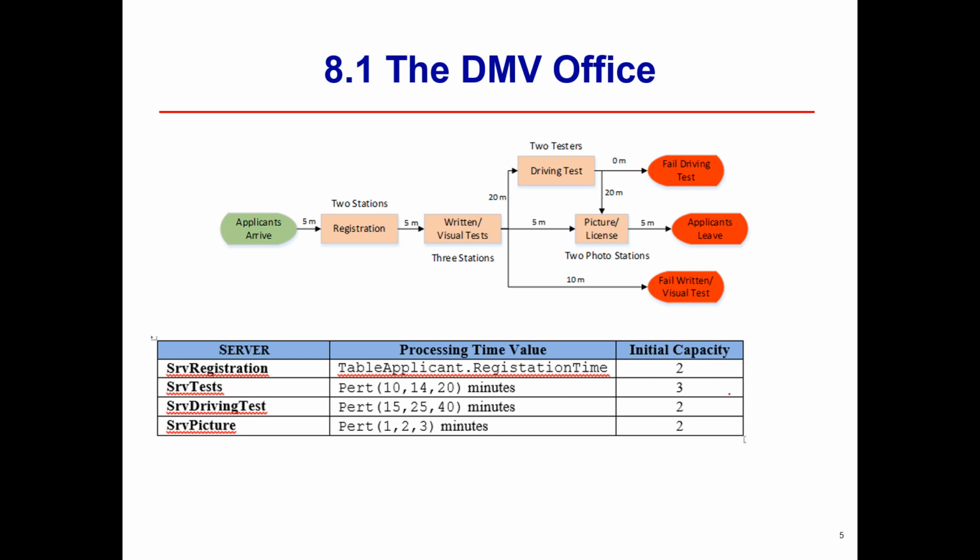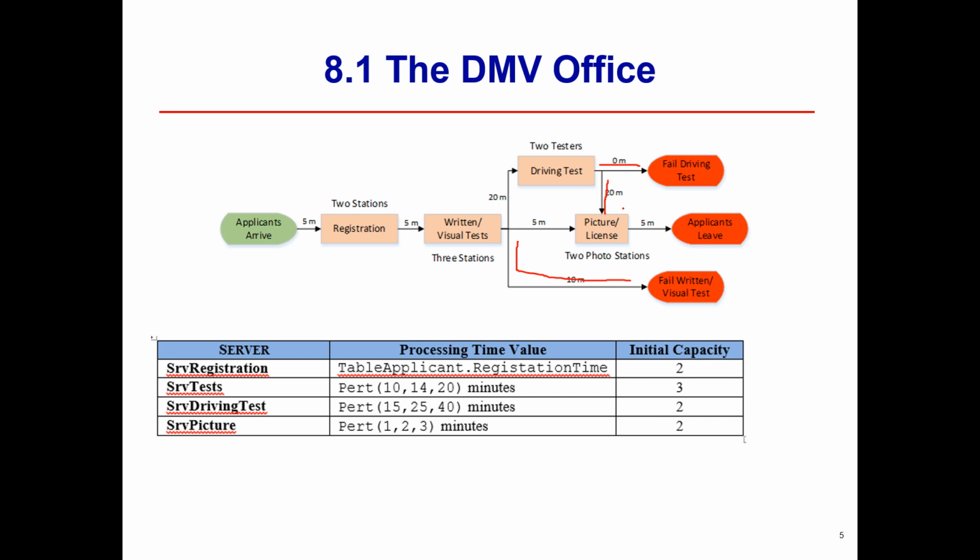After that, if the written test is passed, some of the new applicants go through the driving test, and some of the written tests could fail with some probability. The driving test is the same thing: it could be failed or it could be successful. If the driving test is successful, you go into the pictures station, where there are 2 photo stations available, and you take your picture, make yourself a license, and then move on.